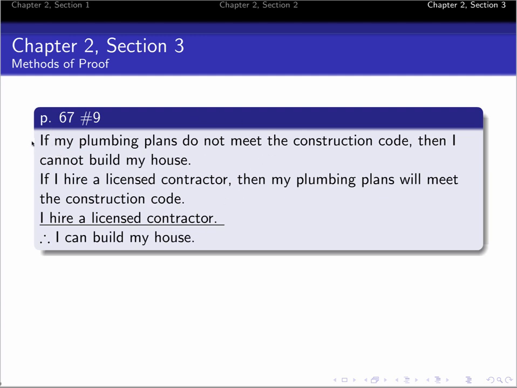So this first statement, if my plumbing plans do not meet the construction code, then I cannot build my house. Second is if I hire a licensed contractor, then my plumbing plans will meet the construction code. And then third, I hire a licensed contractor, and then the conclusion is I can build my house. So the first thing I want to do is just write all of these in terms of Ps, Qs, and Rs.